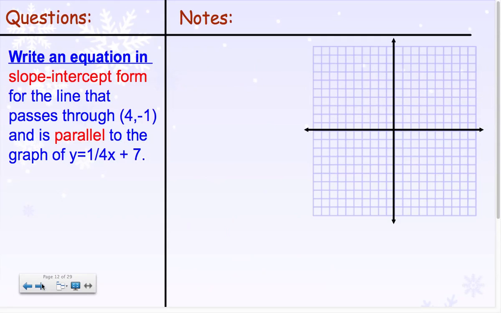Write an equation in slope-intercept form for the line that passes through (4, -1) and is parallel to the graph of y equals 1/4 x plus 7. I'll graph 1/4 x plus 7 first. Rise 1, run 4, rise 1, run 4. My new line is going to have to go through the coordinate point (4, -1).